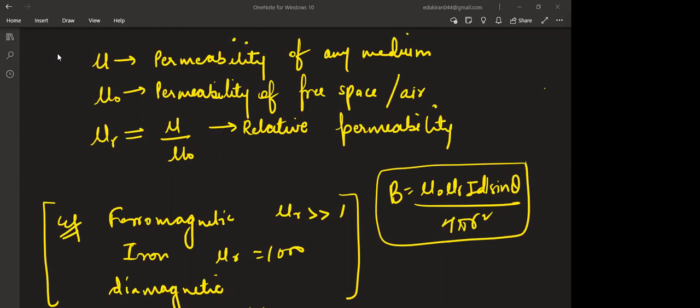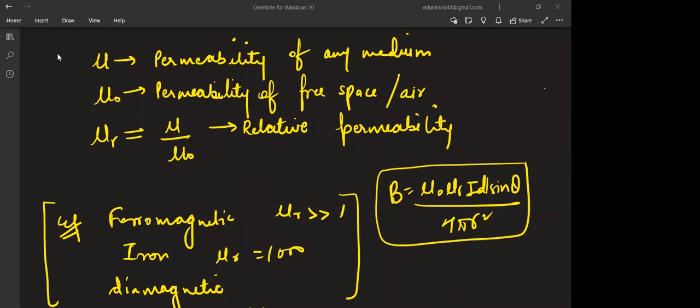is exactly what it is. Mu is permeability in any medium, but if we specify that medium as air or free space, then we put a naught in the subscript, a 0. So mu naught is the permeability of free space. Mu is the permeability of any medium.